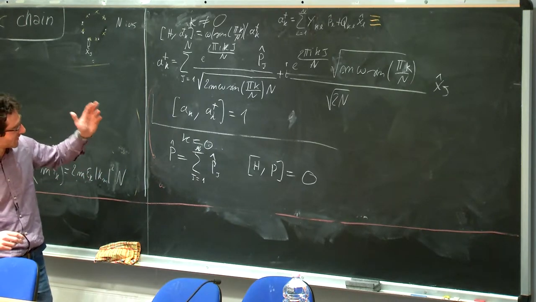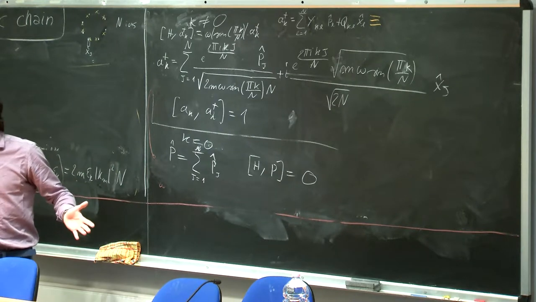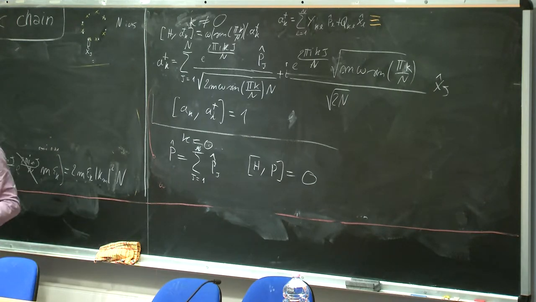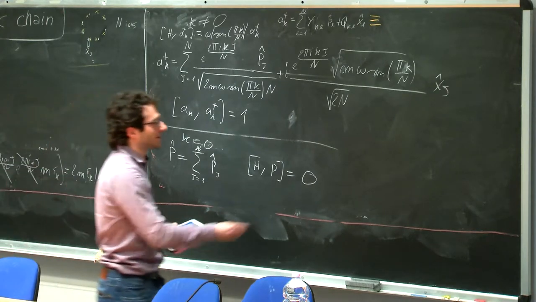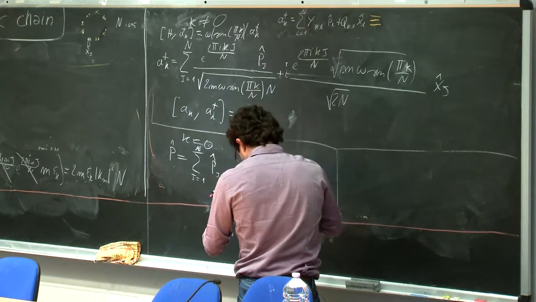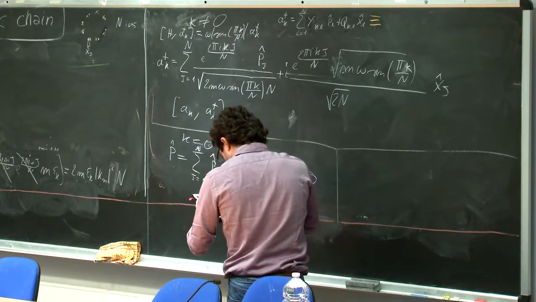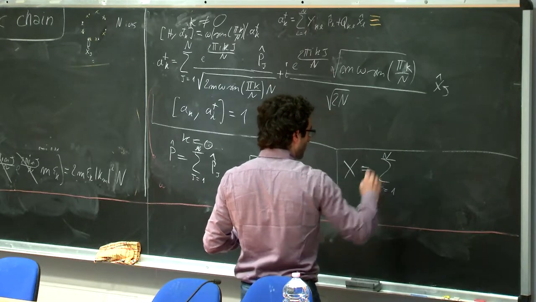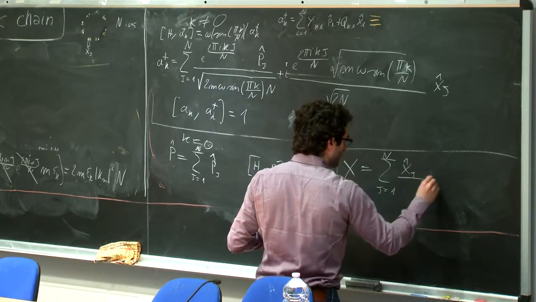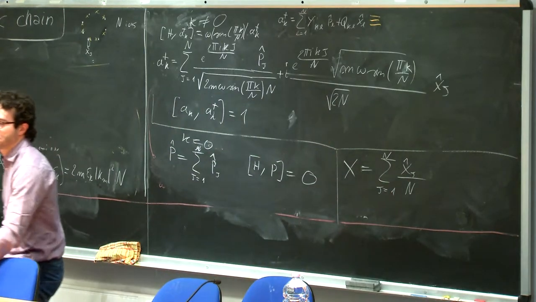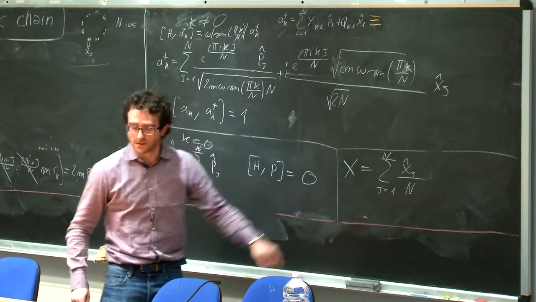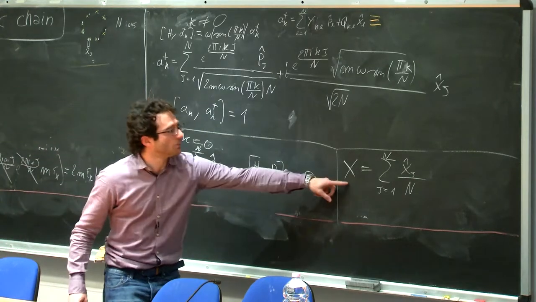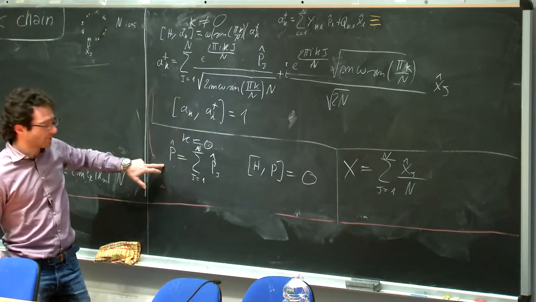So the operator that is missing is the conjugate variable of the total momentum, which is the center of mass position of the particle. We can call it x, which is the sum over j from 1 to capital N of the position divided by capital N. Indeed, you can check that the commutator between this and P is i, so they are conjugate variables, and you can also check that this commutes with all the a's, as well as b.